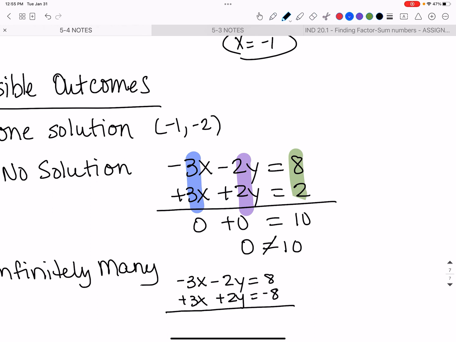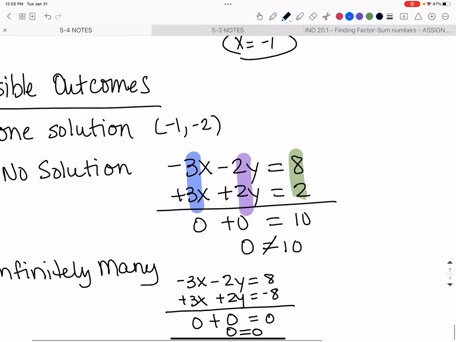So we have kind of similar to this one, but when you reduce the x's, you get 0. When you reduce the y's, you get 0, right? Negative 3 and positive 3 zeros out. Negative 2, positive 2 zeros out. But look over here, you have 8 minus 8, which is also 0. So you end up with 0 equals 0.